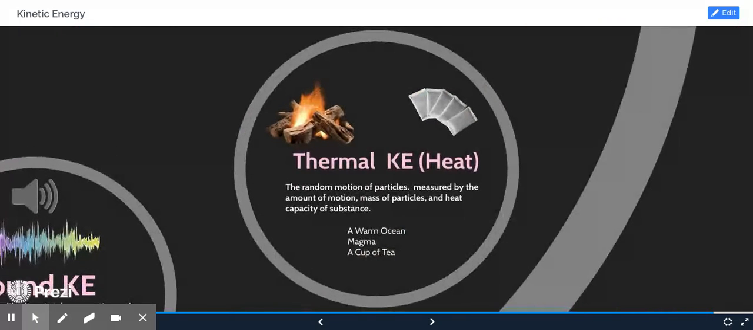Thermal kinetic energy is kinetic energy that is the result of the motion of molecules. Any matter above absolute zero has molecules that are moving. So those molecules that are moving have heat. That is kinetic energy, because the molecules are moving. You experience it as heat. You experience it as temperature. When something's hot, you're experiencing the kinetic energy of that substance. Examples: a warm ocean, magma, a cup of tea, heat packs, a fire, anything that's warm has molecules that are moving. That's thermal kinetic energy. You can't see it, but you can feel it.